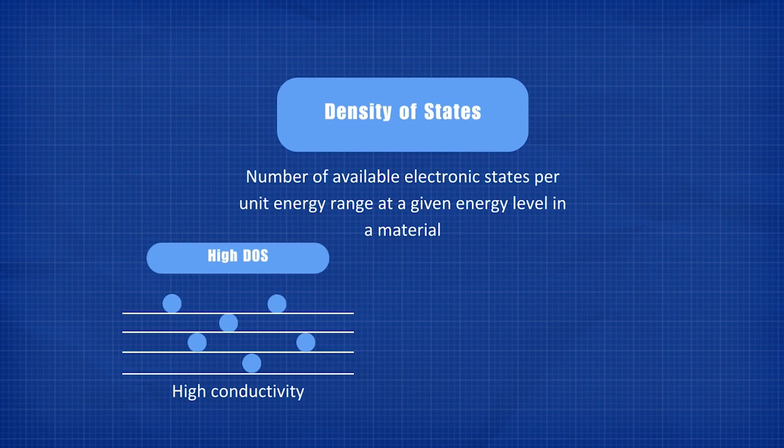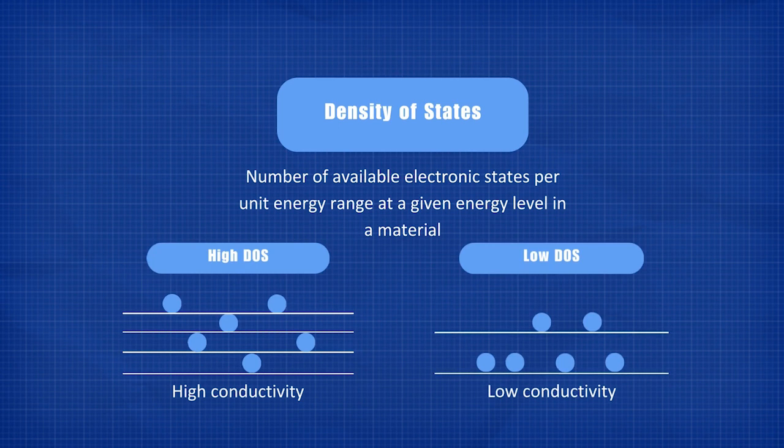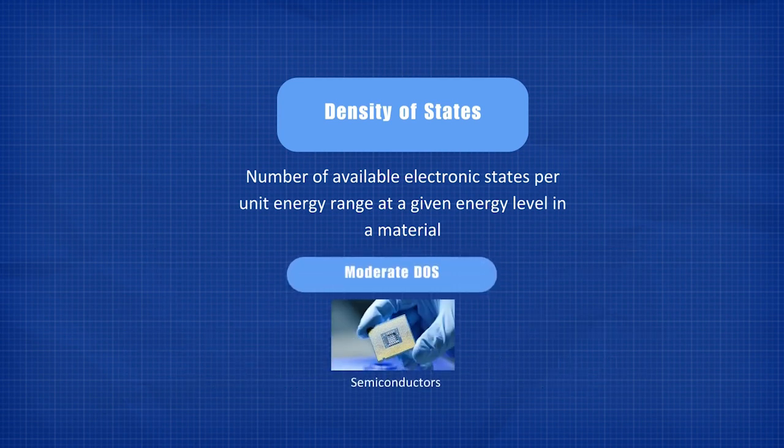A material with low density of states, on the other hand, means that there aren't many states in the energy range for electrons to occupy, making it harder for them to move. Intuitively, the material has a low conductivity and, in comparison, is considered an insulator. Semiconductors lie in between these two types due to their moderate density of states.